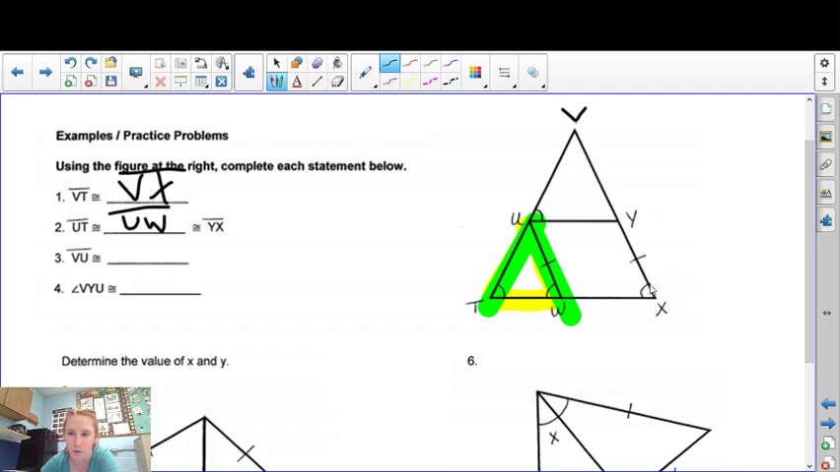Which is also equal to YX, because if you notice in the highlighter, it's tick marked. So of course they all have to be equal. If it's got a tick, it means they're equal.